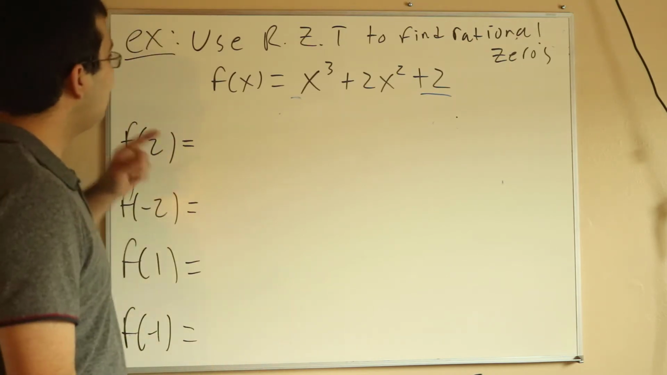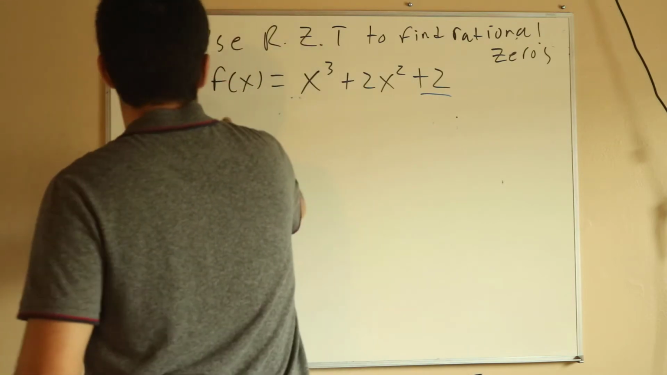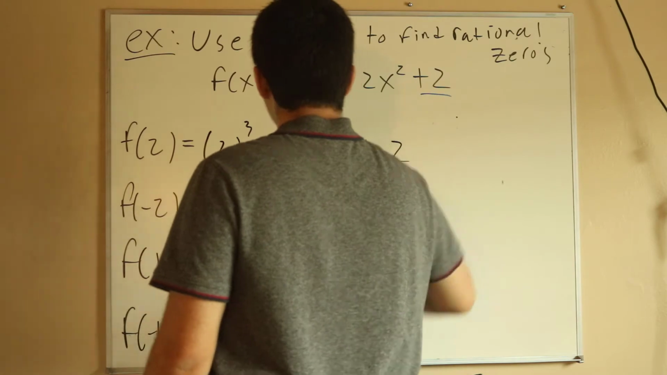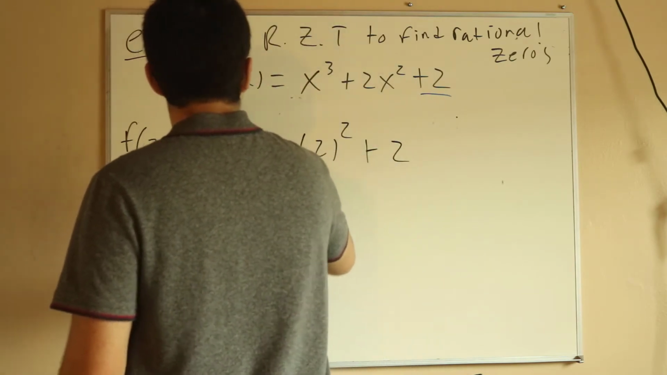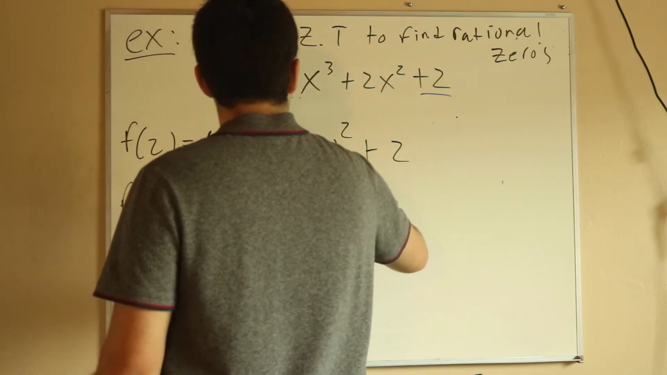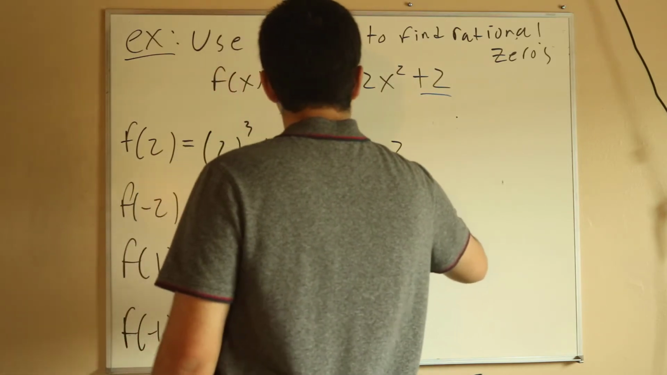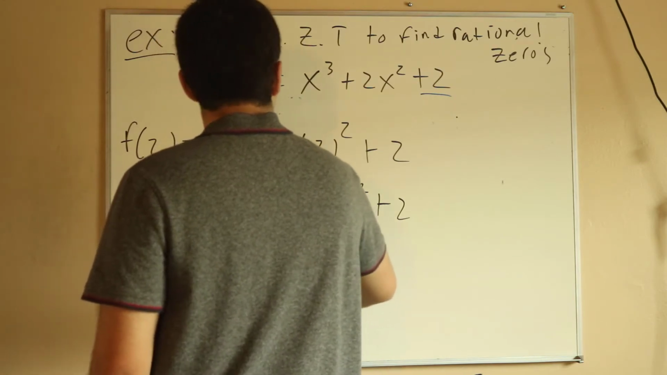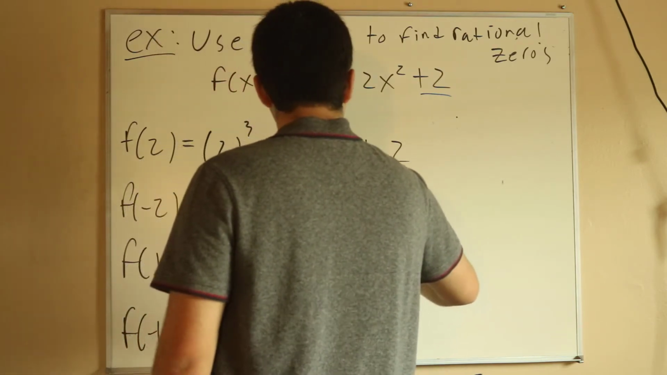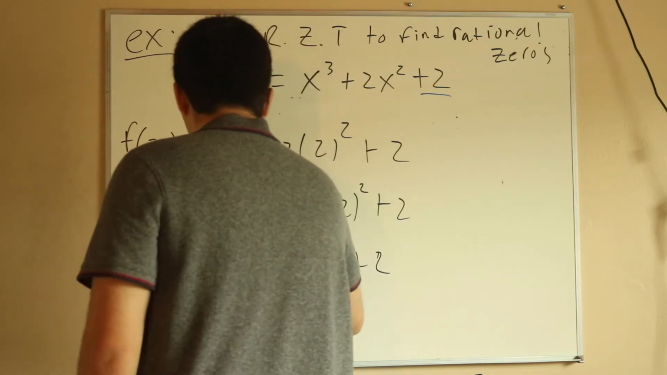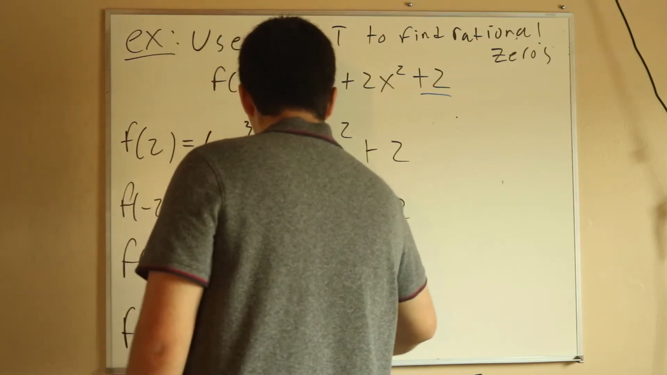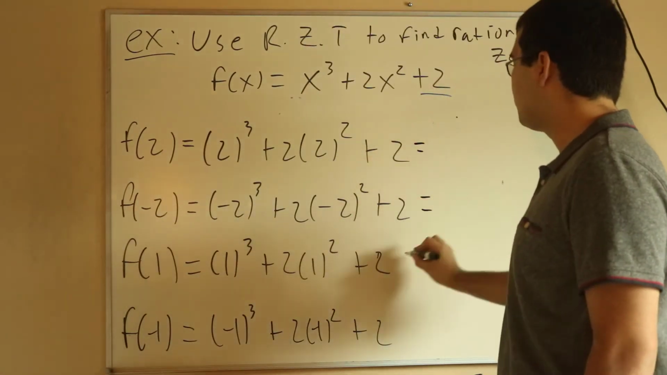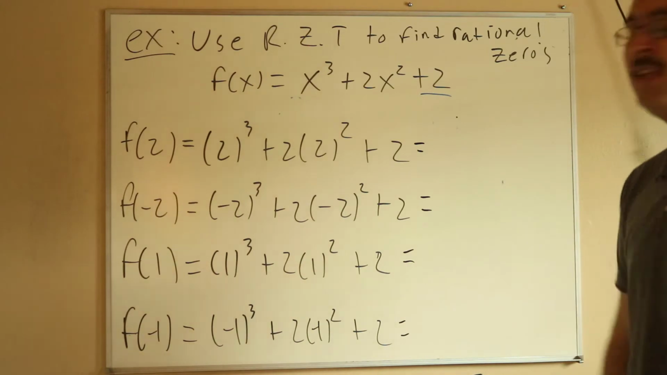So first, f of 2, we're going to take 2 into here. So I'm going to get 2 cubed plus 2 squared plus 2. I'm going to get negative 2 cubed plus 2 times negative 2 squared plus 2. And then we're going to get 1 cubed plus 2 times 1 squared plus 2. We're going to get negative 1 cubed plus 2 times negative 1 squared plus 2. So let's evaluate all 4 of these function values.